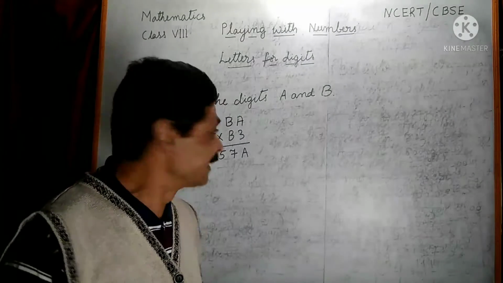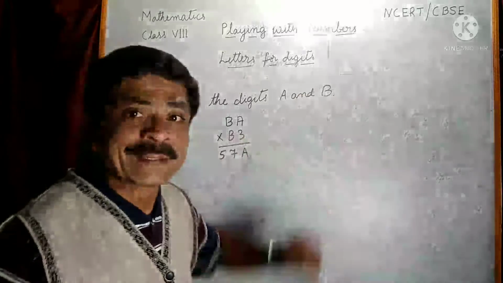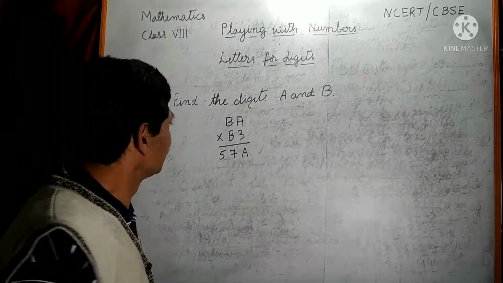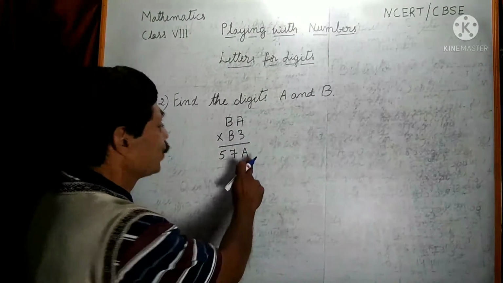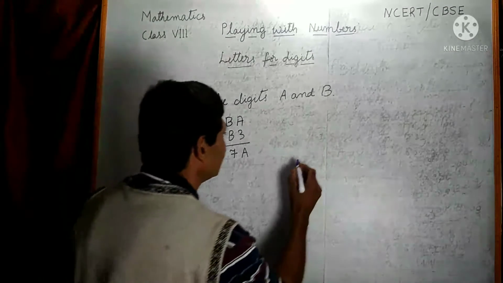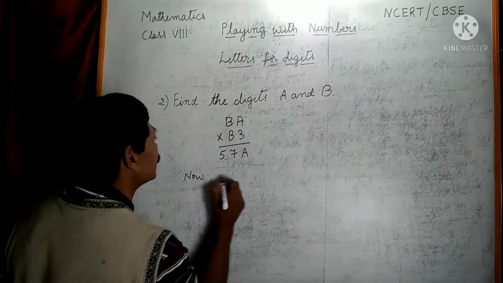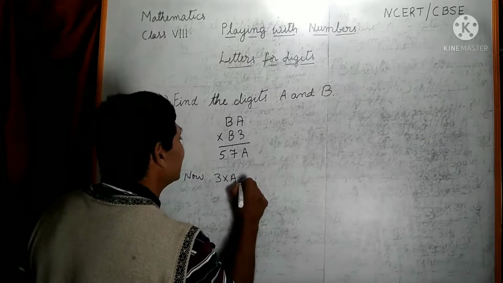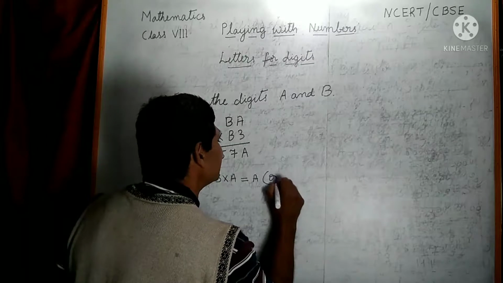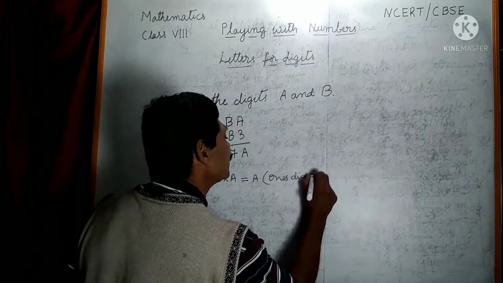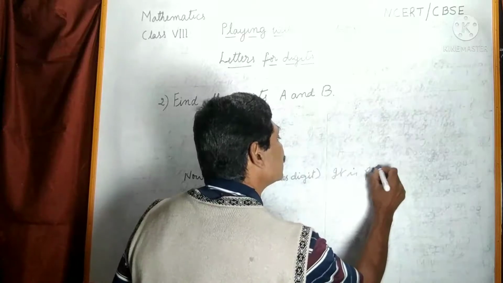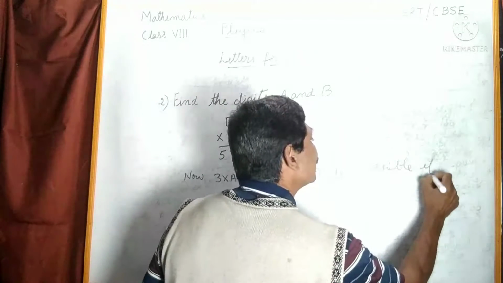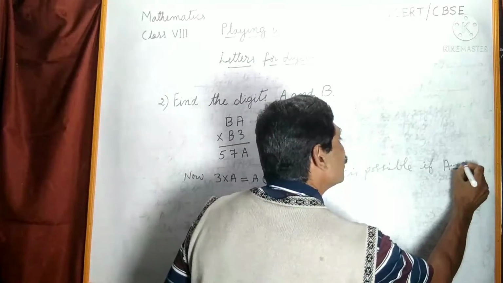Now let us look at the third puzzle. Find the digits A and B. Now let us look at the first column. 3 into A is equal to A as the unit digit. 3 into A is equal to A as the 1st digit, and it is possible if A is equal to 0 or 5.